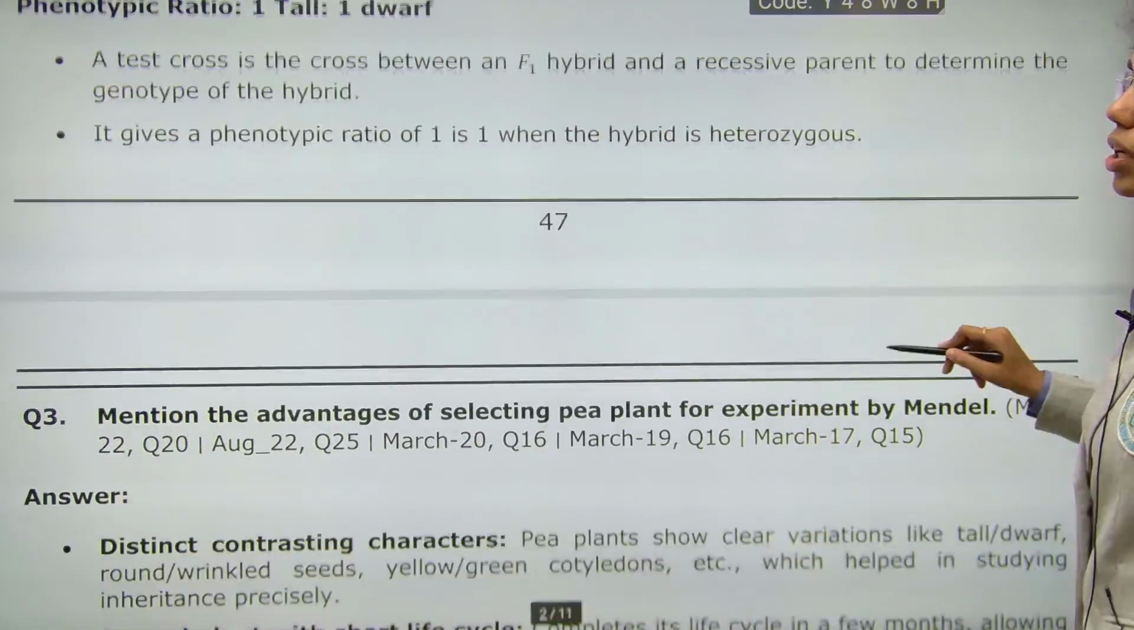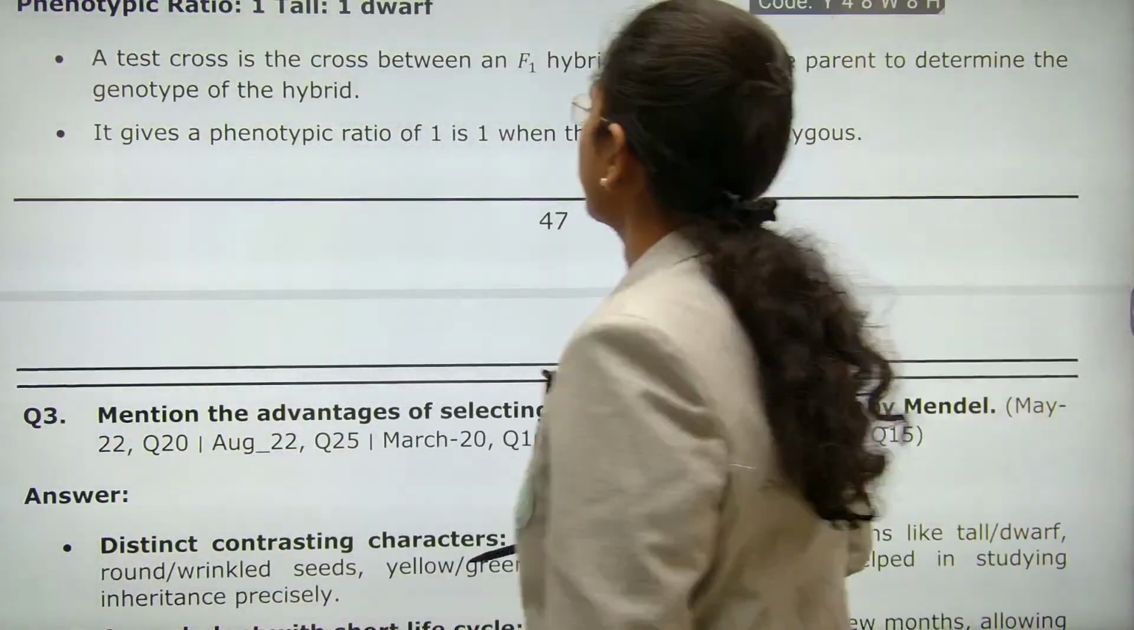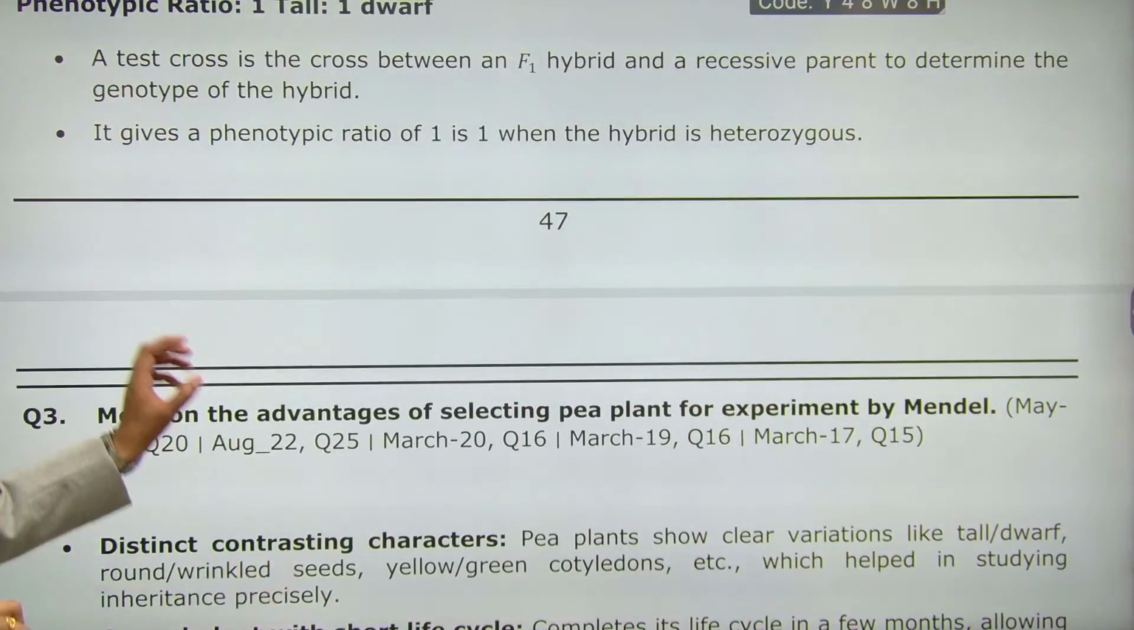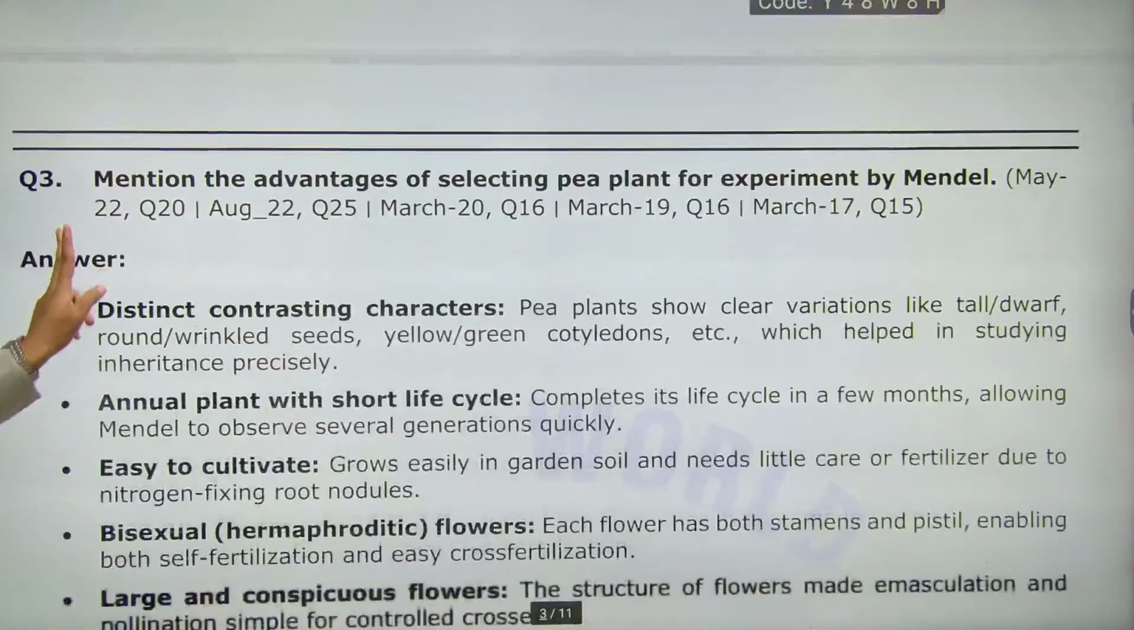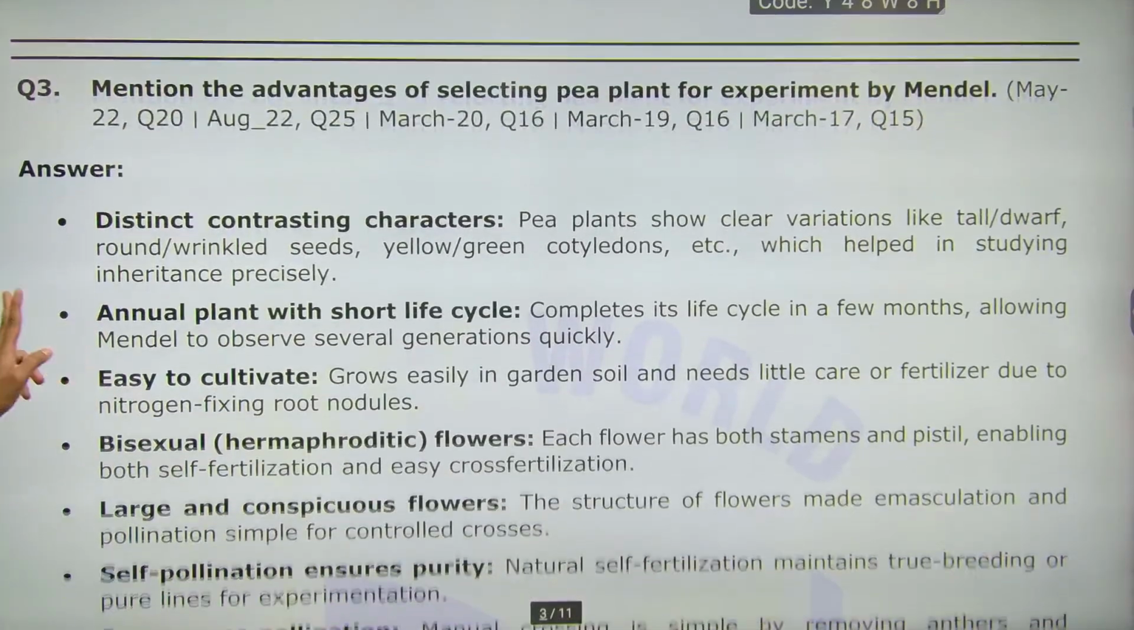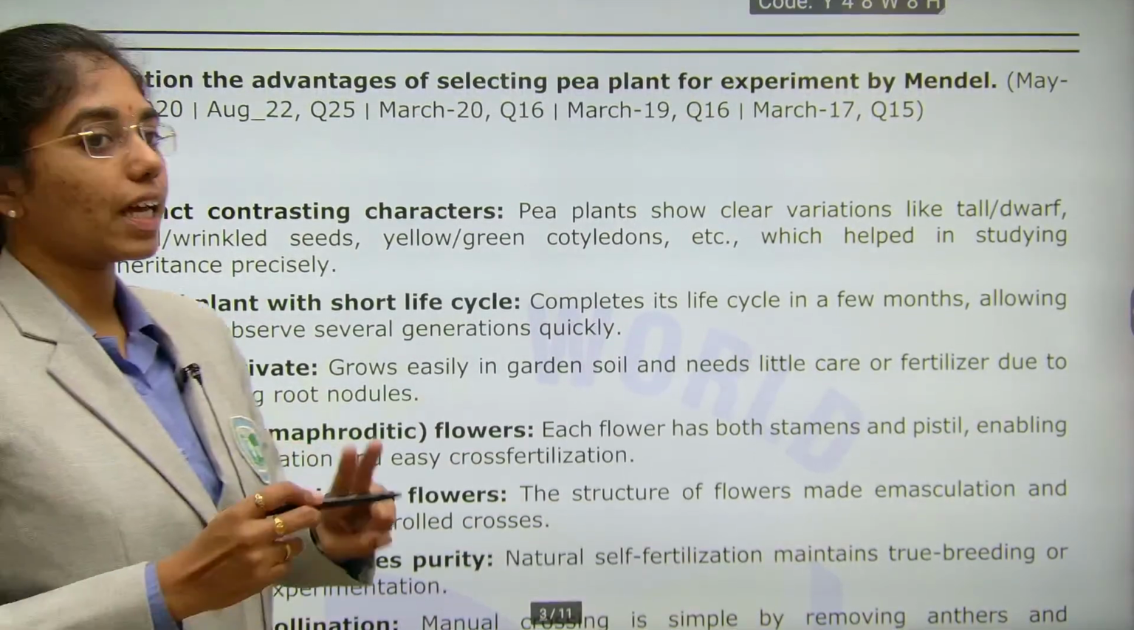A test cross is the cross between the F1 hybrid and the recessive parent. This is to determine the genotype of the hybrid. This gives a phenotypic ratio of 1:1 when the hybrid is heterozygous. I hope you are clear with the law of dominance and test cross, right?